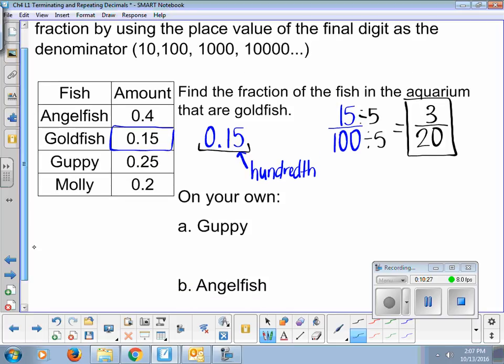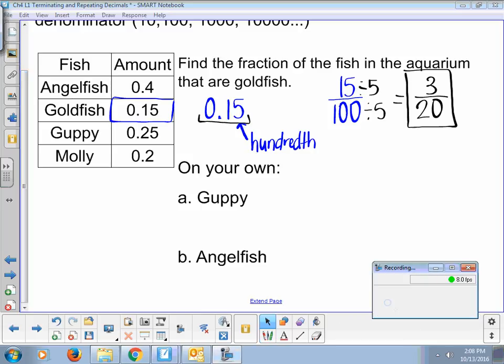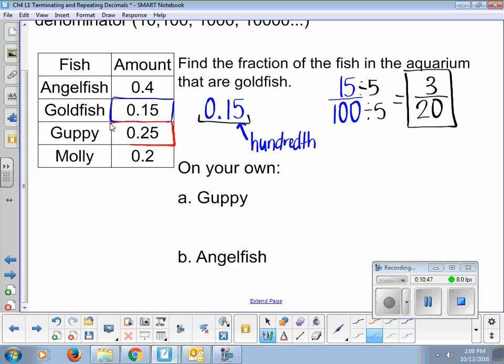Okay, for your on your own problems, they want you to change your decimal to a fraction for guppies and for angelfish. So I will give you a couple minutes to try that. If we look at our decimal for guppy, what decimal do we have? 0.25. If you read that, it would be 25. What place value is this? Hundredths. So if we have 25 hundredths, we can write it as a fraction as 25 over 100.